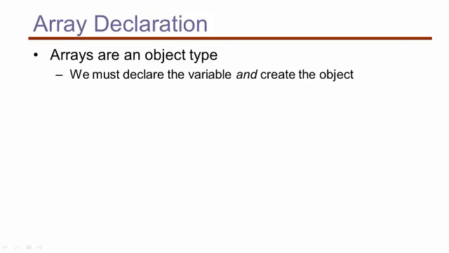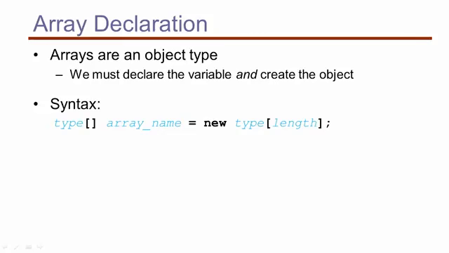Since an array is an object type, we must declare its variable and create the object in a two-step process, which is similar to all objects except strings, since the compiler knows how to create those for us. The syntax of declaring an array requires that we specify the base type of the array followed by empty square brackets. The base type can be any type, including class types. The empty square brackets indicate that we want an array of that type rather than just one variable of that type. We then give the array a name.